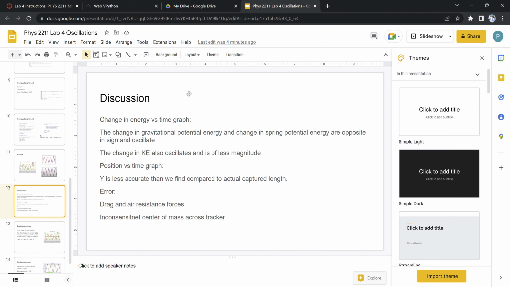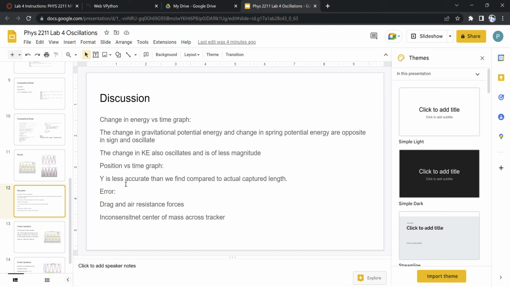So just to discuss the change in energy versus time graph, the change in gravitational potential energy and change in spring potential energy are opposite in sign and oscillate. That's just for our E net 0. The change in kinetic energy also oscillates, but it is of less magnitude. And then our position versus time graph, the Y is just less accurate than the X. Again, due to that COM.